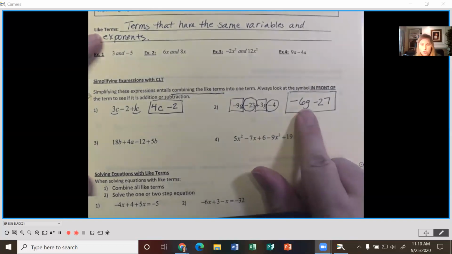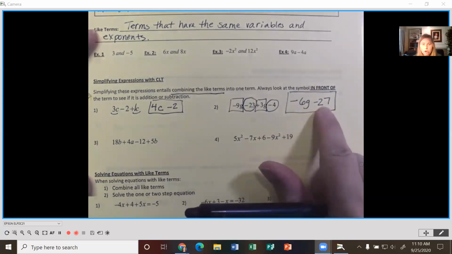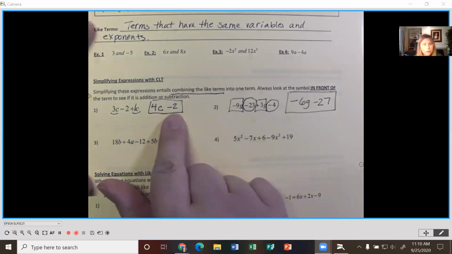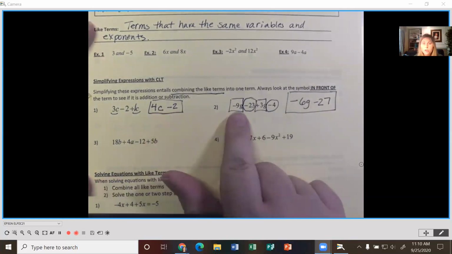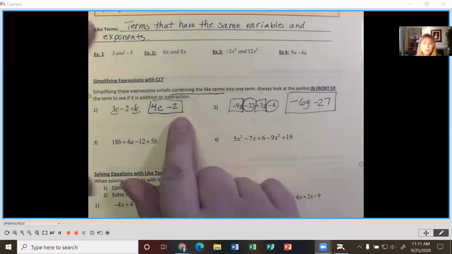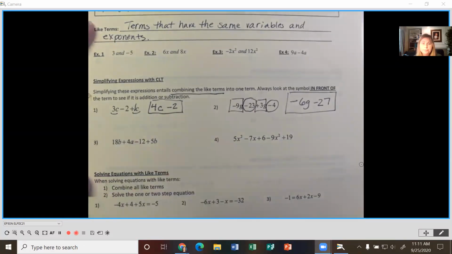We cannot add g's to numbers. They are not like terms. We cannot add c's to numbers. They are not like terms. We can only add g's to other g's. We can only add c's to other c's.